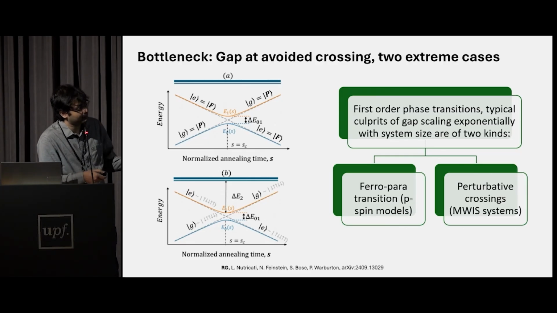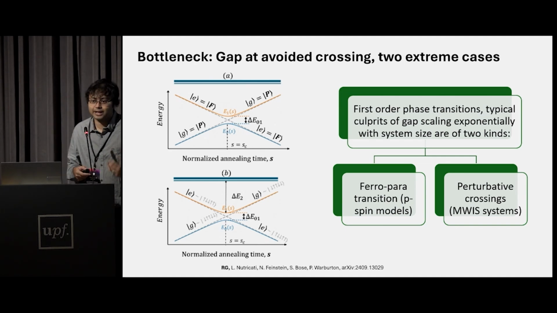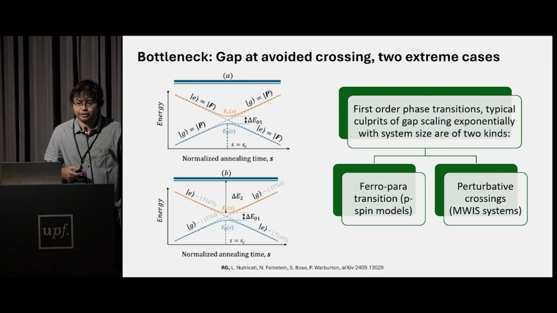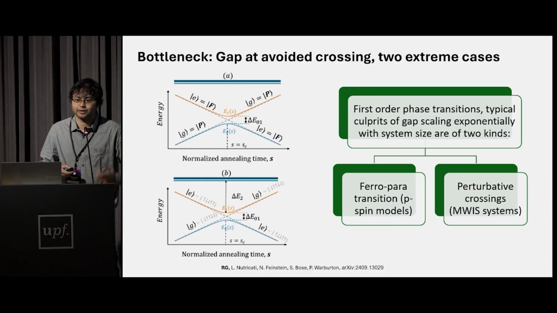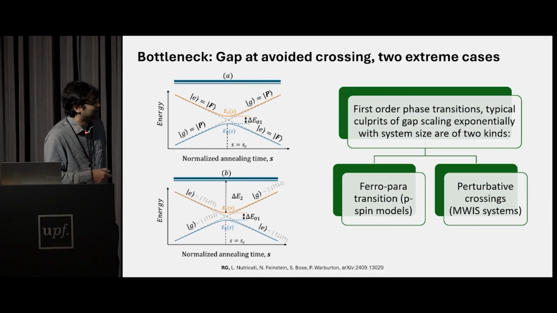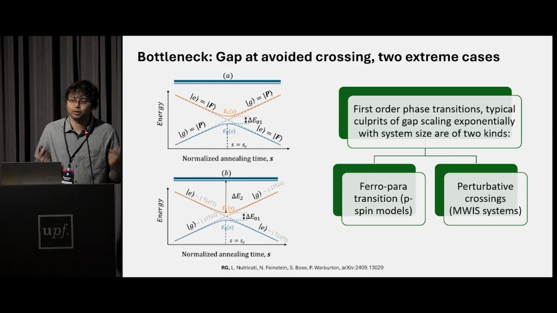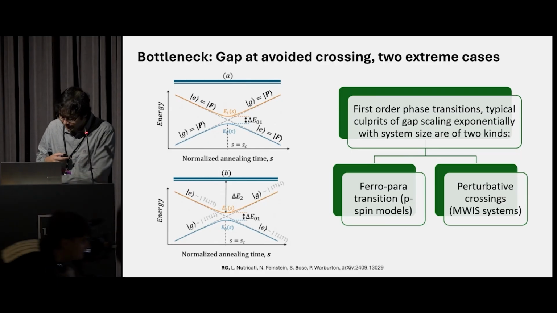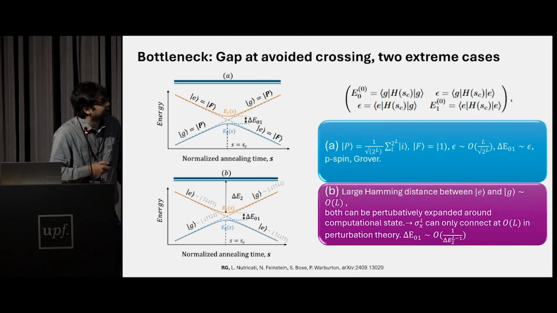The other scenario, which I'm going to focus on mostly, is perturbative crossings, where you are in a regime where your driver acts perturbatively on your problem Hamiltonian. And when that happens, since your problem Hamiltonian is just the Ising model, the eigenstates of that are just computational states. This means that your ground and excited states will have maximal overlap with just a single computational state. And if the ground and excited states then switch across a particular point during your anneal, you can get a first order phase transition. This specifically happens when you have a large Hamming distance. And you're going to see why.